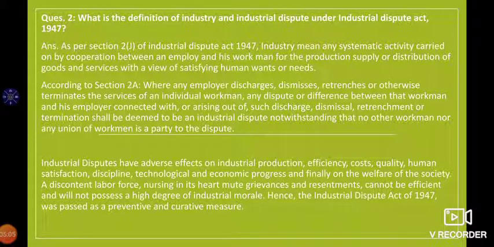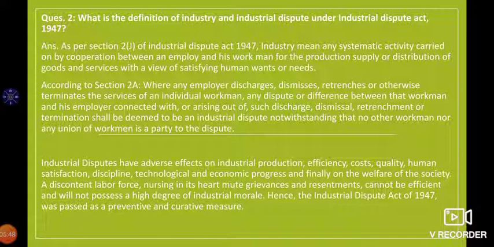So primarily it talks about disputes arising out of discharge, right? Any dispute which is arising out of such discharge, dismissal, retrenchment, termination will be termed as an industrial dispute, right? Now, industrial disputes have an adverse effect on industrial production. If there is any industrial dispute, obviously it is going to affect the proper functioning of the industry. So production efficiency, cost, quality, human satisfaction, discipline, technological and economic progress, and finally the welfare of the society are affected. In this way, if there are any disputes, obviously the industry will not be able to function properly.